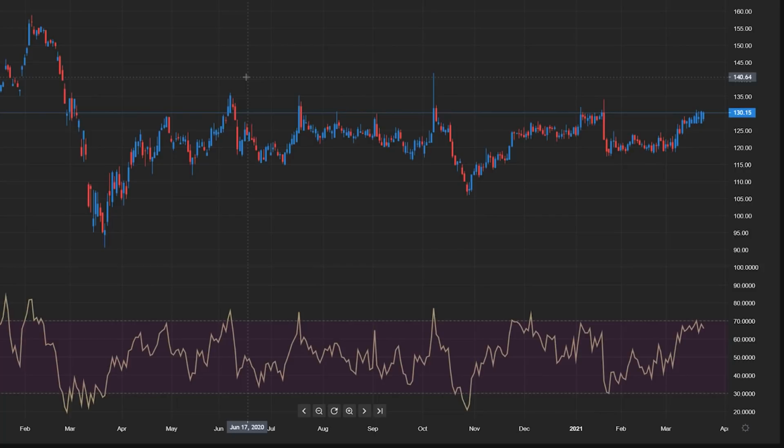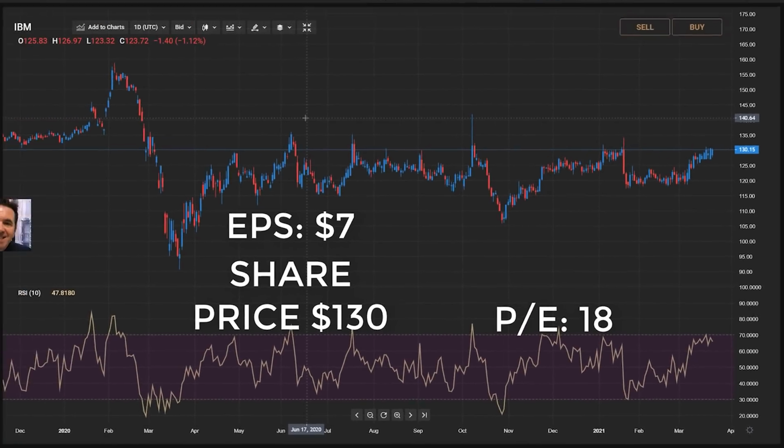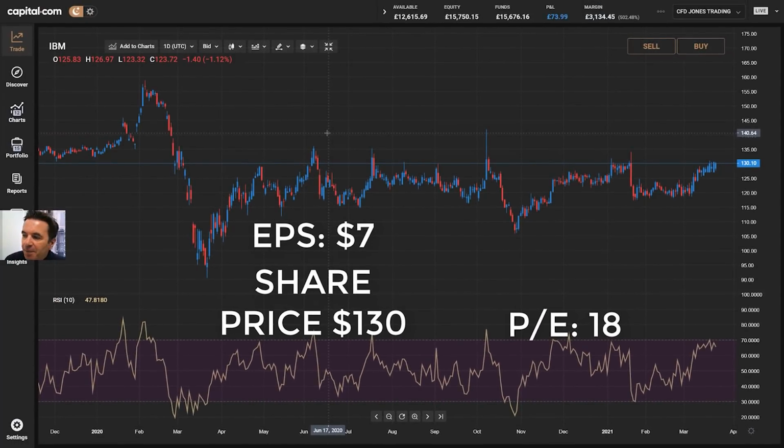But looking at the numbers, earnings per share have been $7. Share price is around $130, giving us a PE ratio of 18. Very different to the Tesla PE of 1,000, but it doesn't necessarily mean that IBM's a better stock than Tesla. Obviously, if you'd invested in Tesla a year ago, you're sitting on much better gains than you would be for IBM.